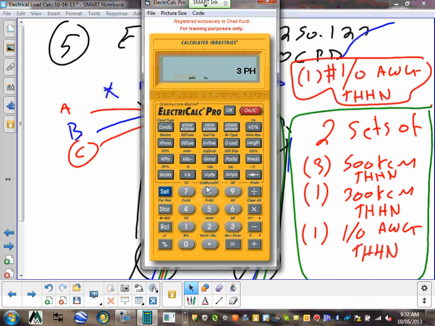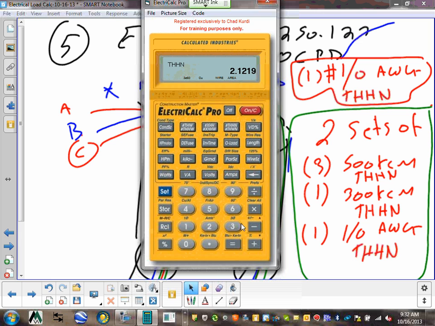Okay, let's go ahead. I have a 500. Can you guys see how you put it? You type 500 and you hit K because it's kcm, and you hit the wire. That's it. So that's 500 kcm. How many of them do I have? I have 3. What insulation? THHN. And you click, and this is the square inch area of these 3 conductors, 500 kcm.